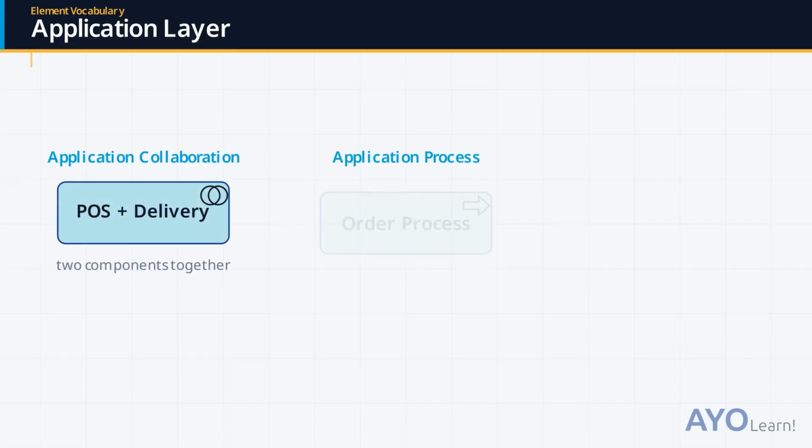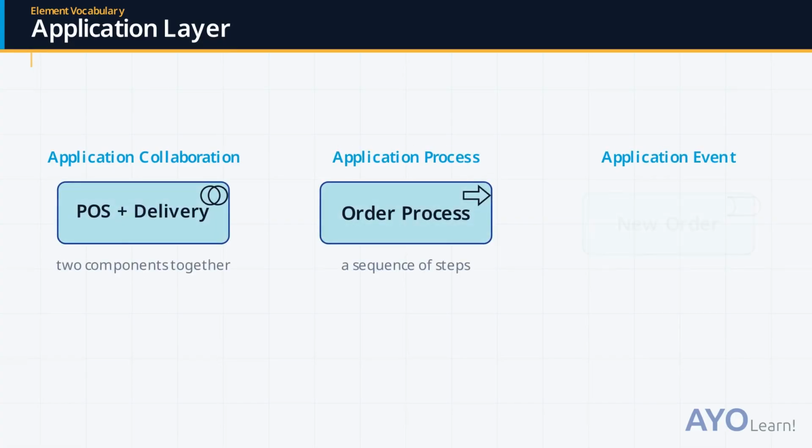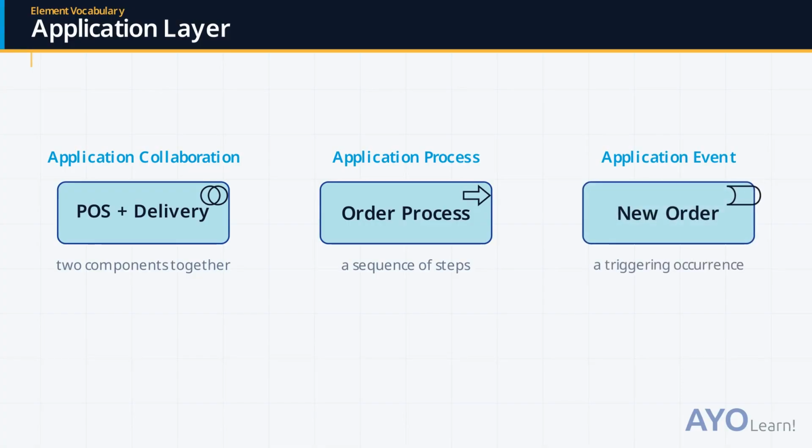Application collaboration shows two application components working together. Application process is a sequence of steps inside the application. Application event is an occurrence that triggers the application. Now let's connect these elements.